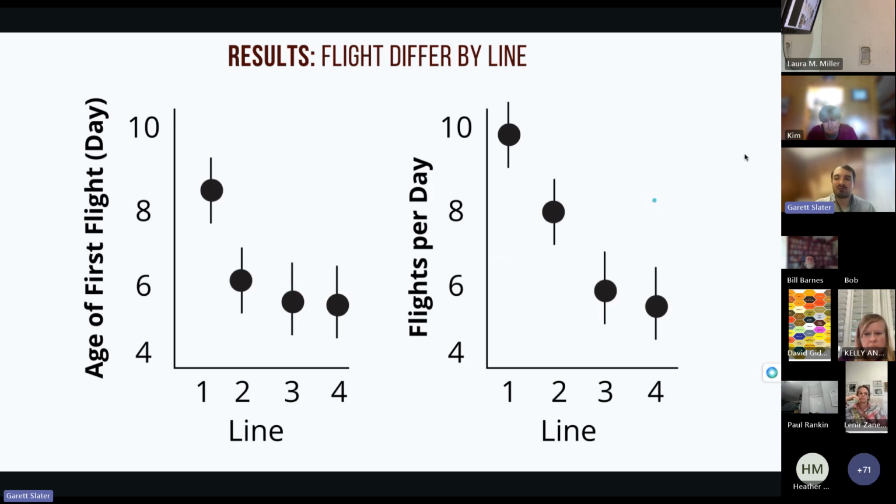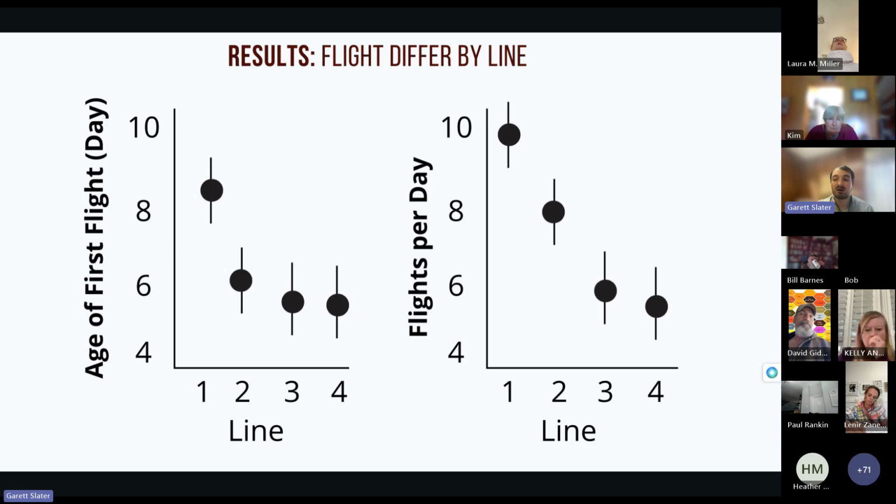Now, as for the number of flights per day, line 1 is taking about 10 flights per day. Line 2, about 8 flights per day. And then lines 3 and 4, about 6 flights per day. So the average drone is taking around 6 to 8 flights per day. And some of these flights can last somewhere between 10 minutes to even 40 minutes to an hour.